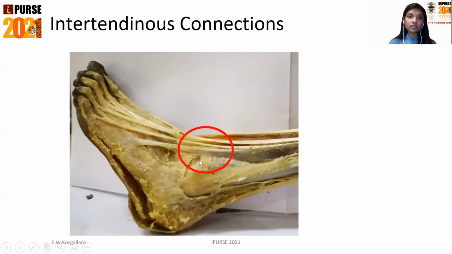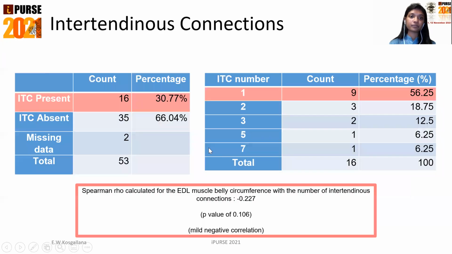In this specimen, we can see intertendinous connections, which are small tendinous connections between the main tendons of Peroneus Tertius and Extensor Digitorum Longus. These intertendinous connections were present in 16, that is 30.77%, of the specimens. Most of these specimens had only one connection between them, and this ranged from 1 to 7 intertendinous connections.